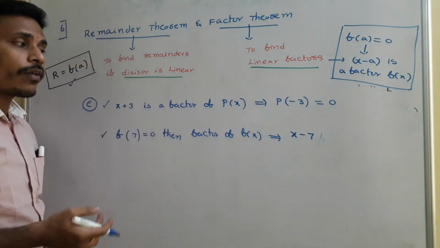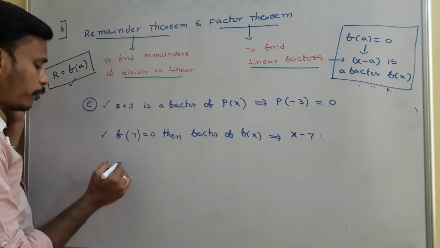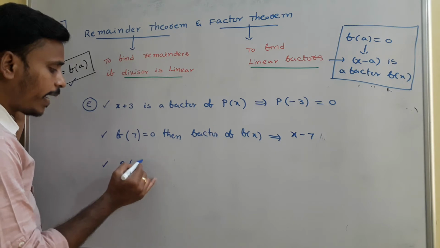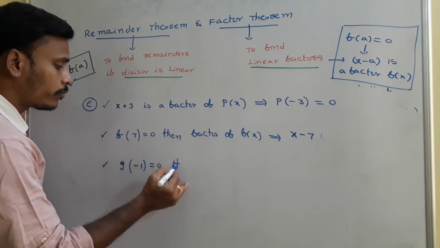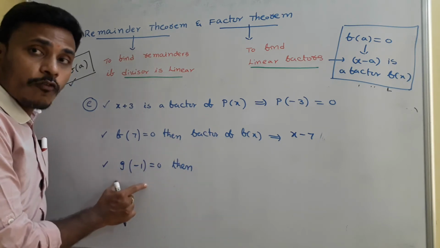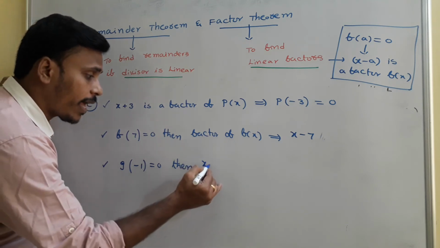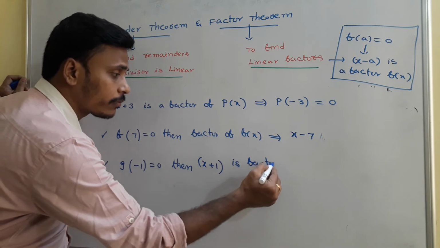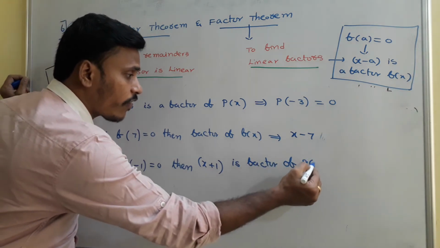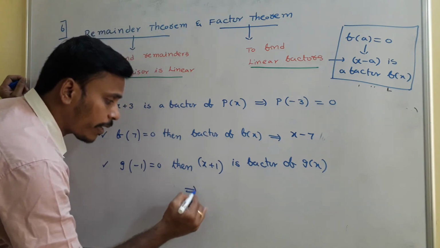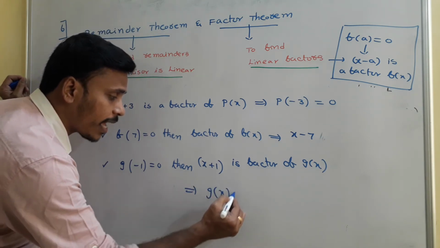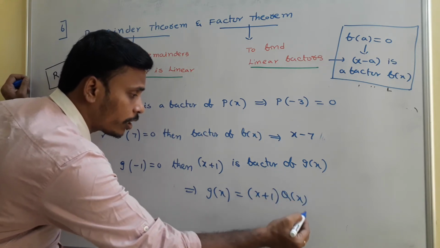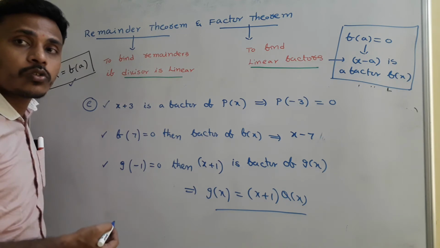Then a factor of f(x) is x minus 7. And suppose I have something like g(-1) equals 0. Then since g(-1) equals 0, x plus 1 is a factor of g(x). Is it right? Since x plus 1 is a factor of g(x), that implies we can write g(x) as x plus 1 into some quotient. This way of representation is also helpful.